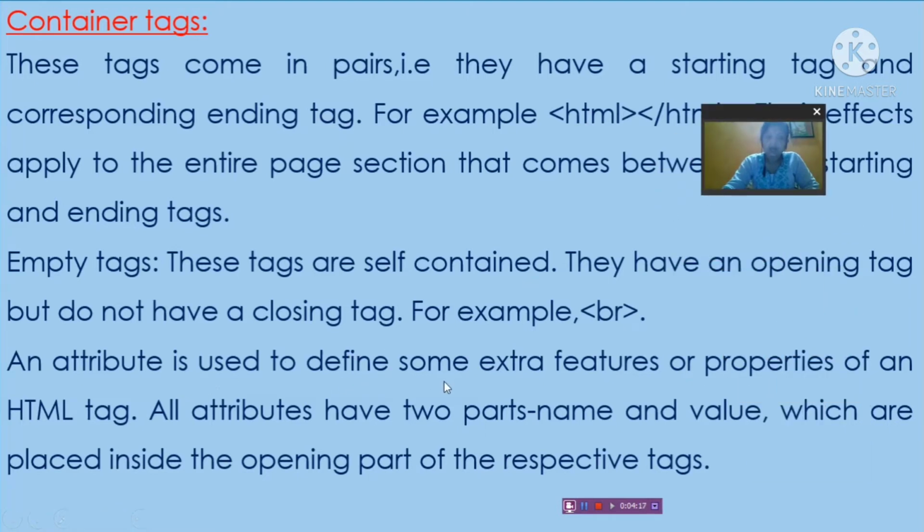An attribute is used to define some extra features or properties of an HTML tag. All attributes have two parts, name and value, which are placed inside the opening part of the respective tags. So remember that the tag is there and the attribute is the extra feature applied to the tag. How I will write this name and value, I will tell you while doing programming.